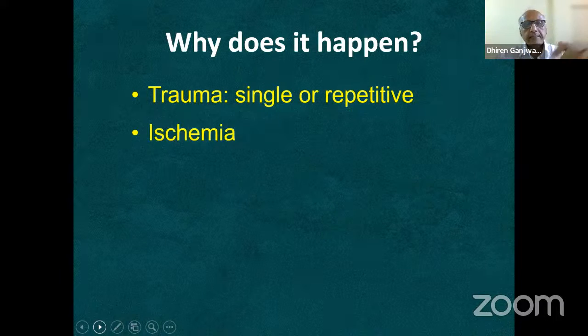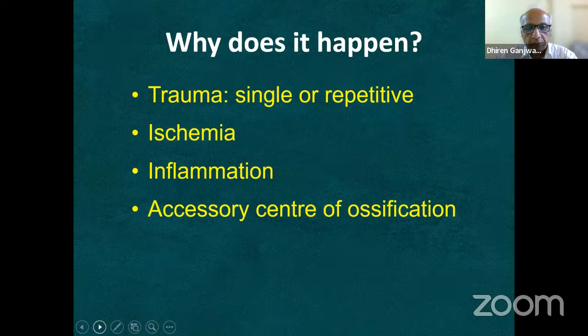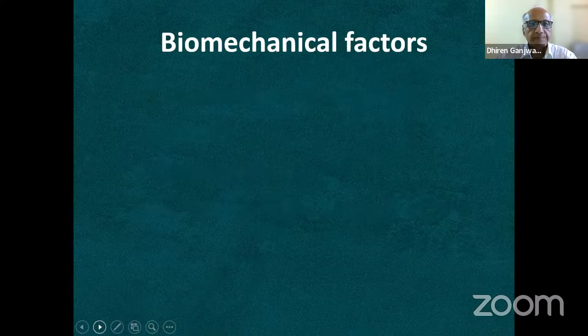The second is ischemia, because we know that the vasculature or the blood supply of the subchondral bone is very different and it is vulnerable to ischemia and loss of vascularity. The third pathology is inflammation. And the fourth is an accessory center of ossification. So these are the primary mechanisms which can lead to osteochondral lesion.